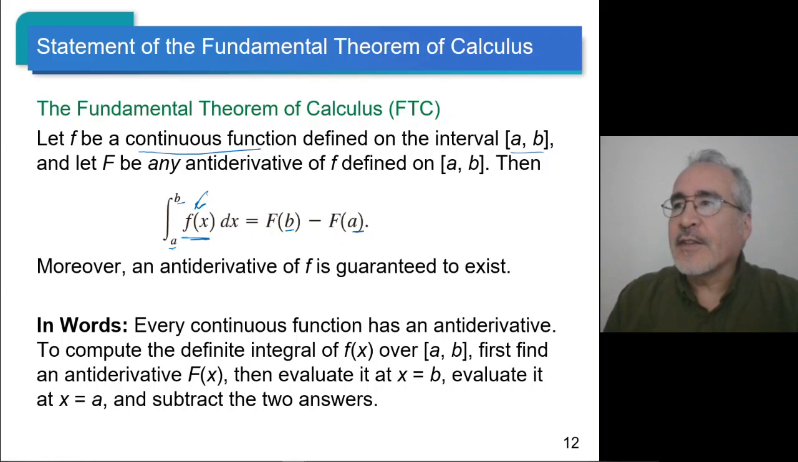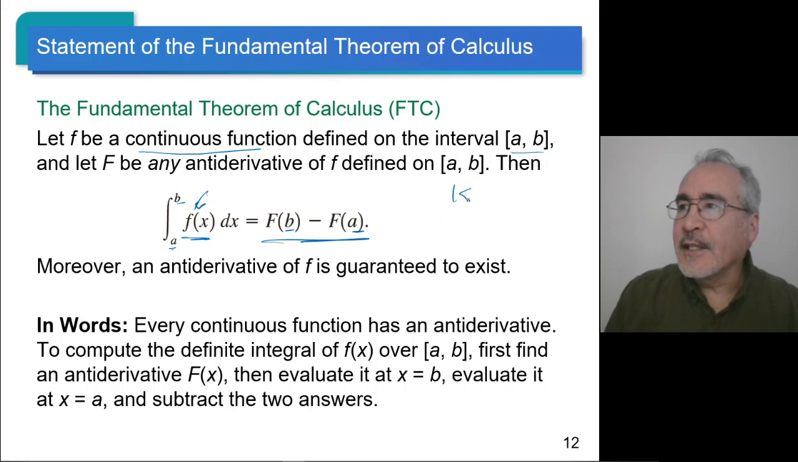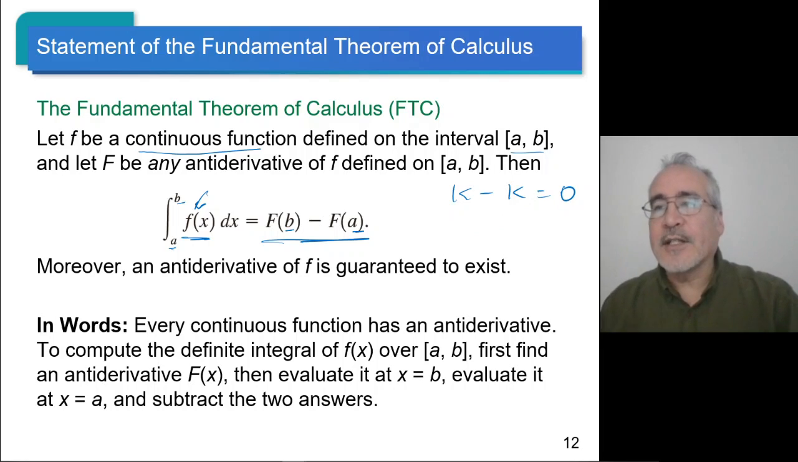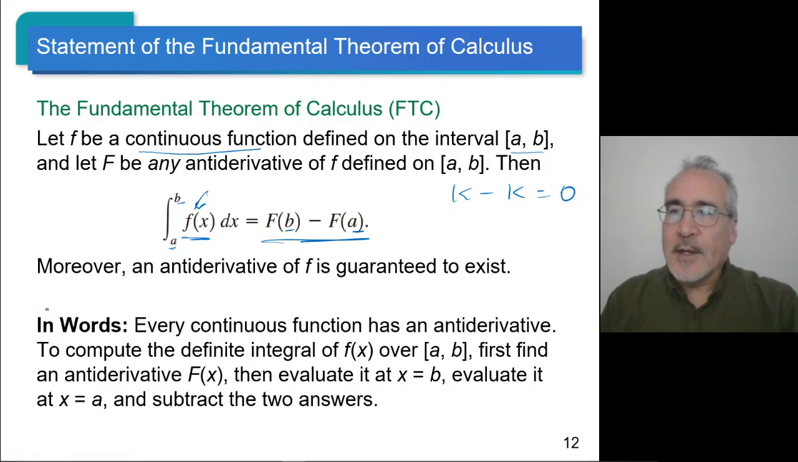Remember, all that's saying is that the constant doesn't matter, because you end up with k minus k, or c minus c, which is always going to give you 0. So that constant part doesn't matter. That's all it's saying. And again, in words, if you want to read through it, that's what this is saying down here, just what we described.